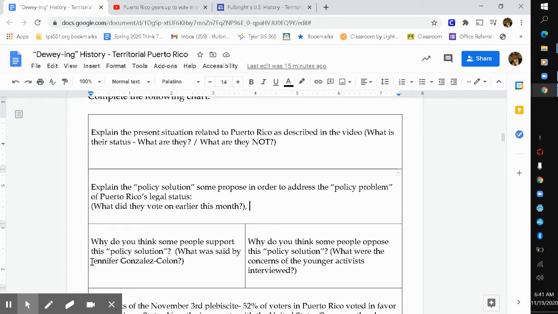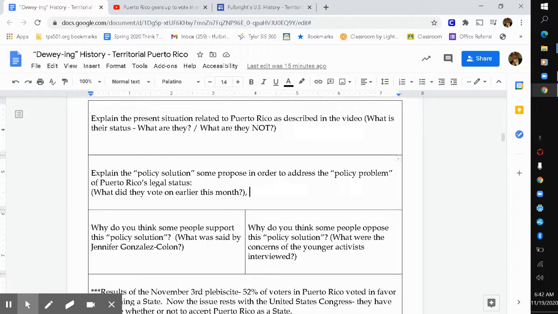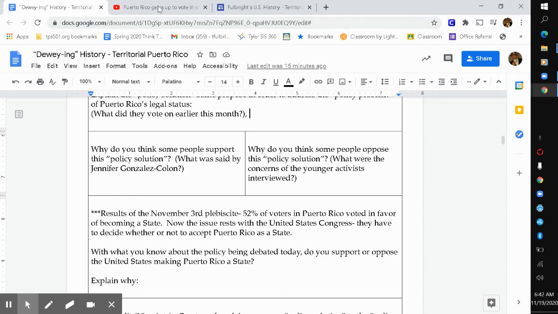So right now we're listening to Jennifer Gonzalez Colon. We need to find out why she thinks Puerto Rico should be a state. She already started talking about it.